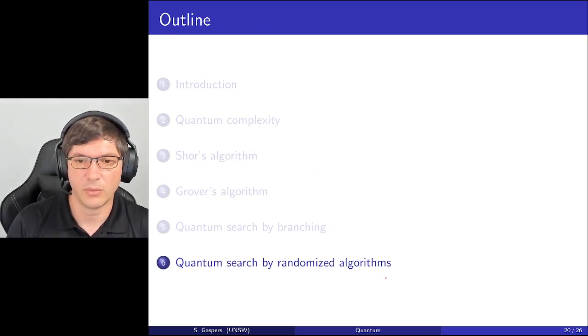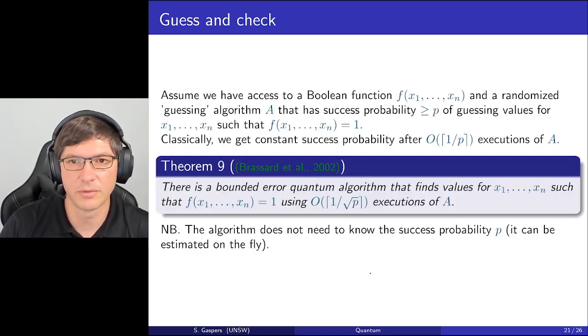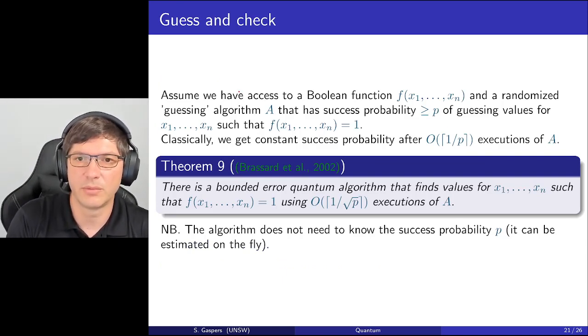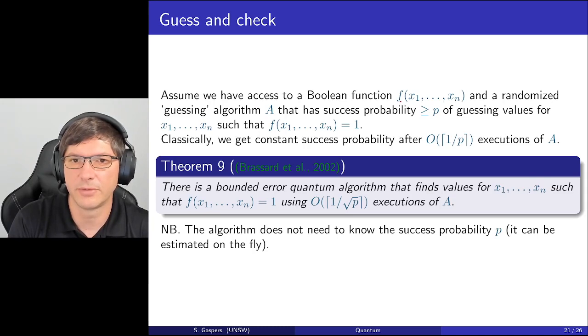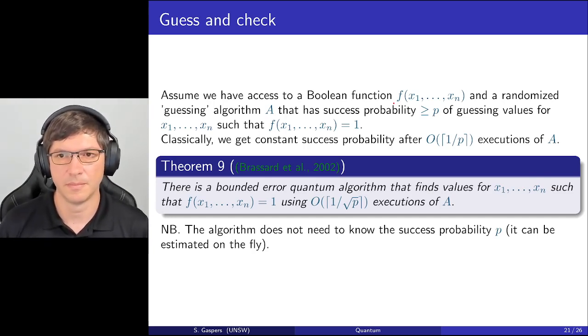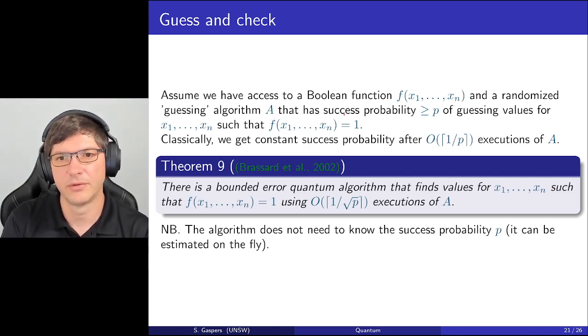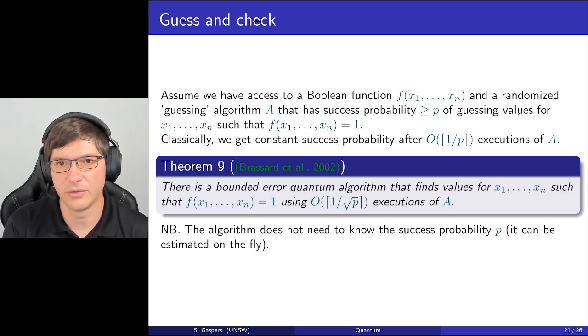We can also look at our randomized algorithms and see whether they can get a speedup similar to our branching algorithms. So again, we assume that we have access to a Boolean function f. And now, instead of having a branching algorithm, we have a randomized guessing algorithm. Let's assume that it has success probability at least p of guessing correct values for x1 to xn, such that our function evaluates to 1.